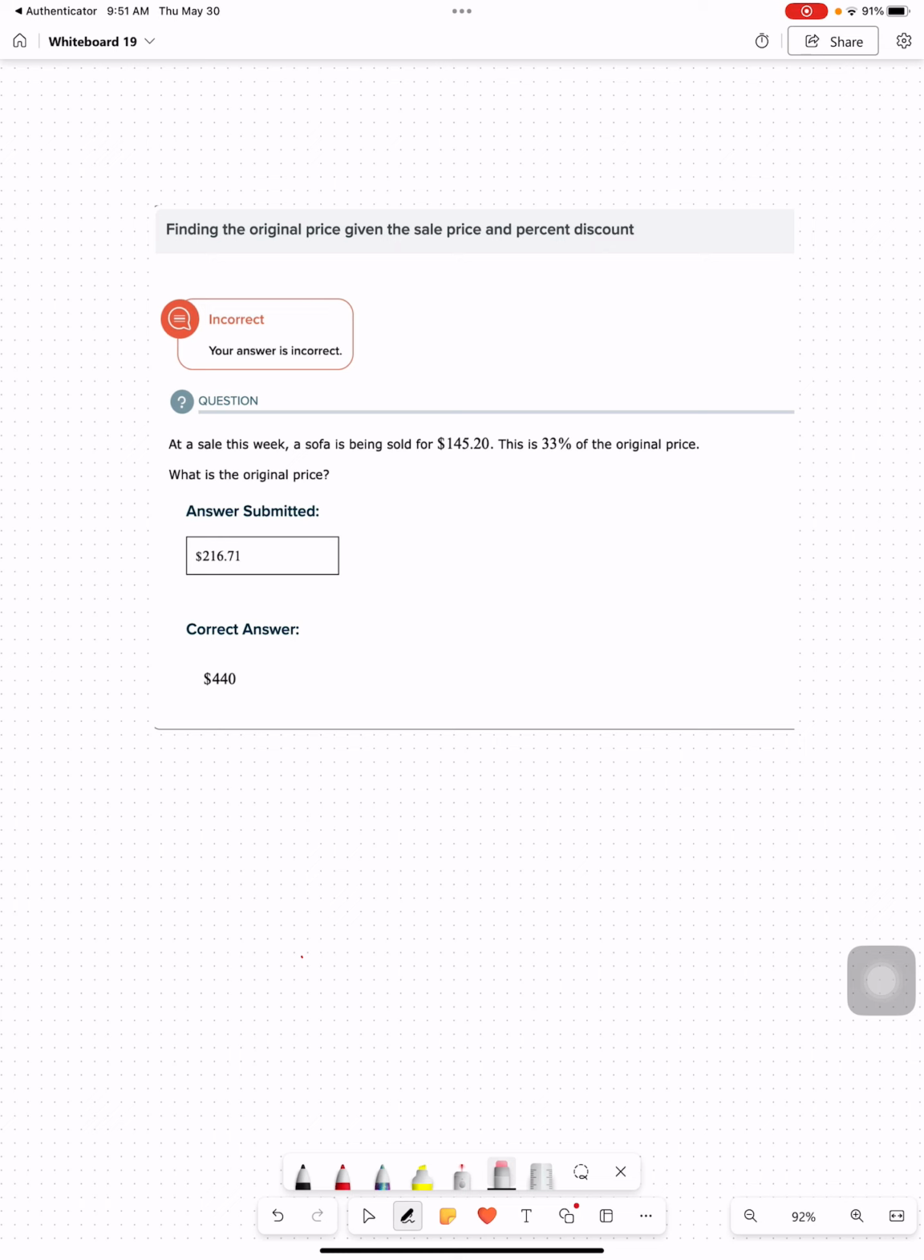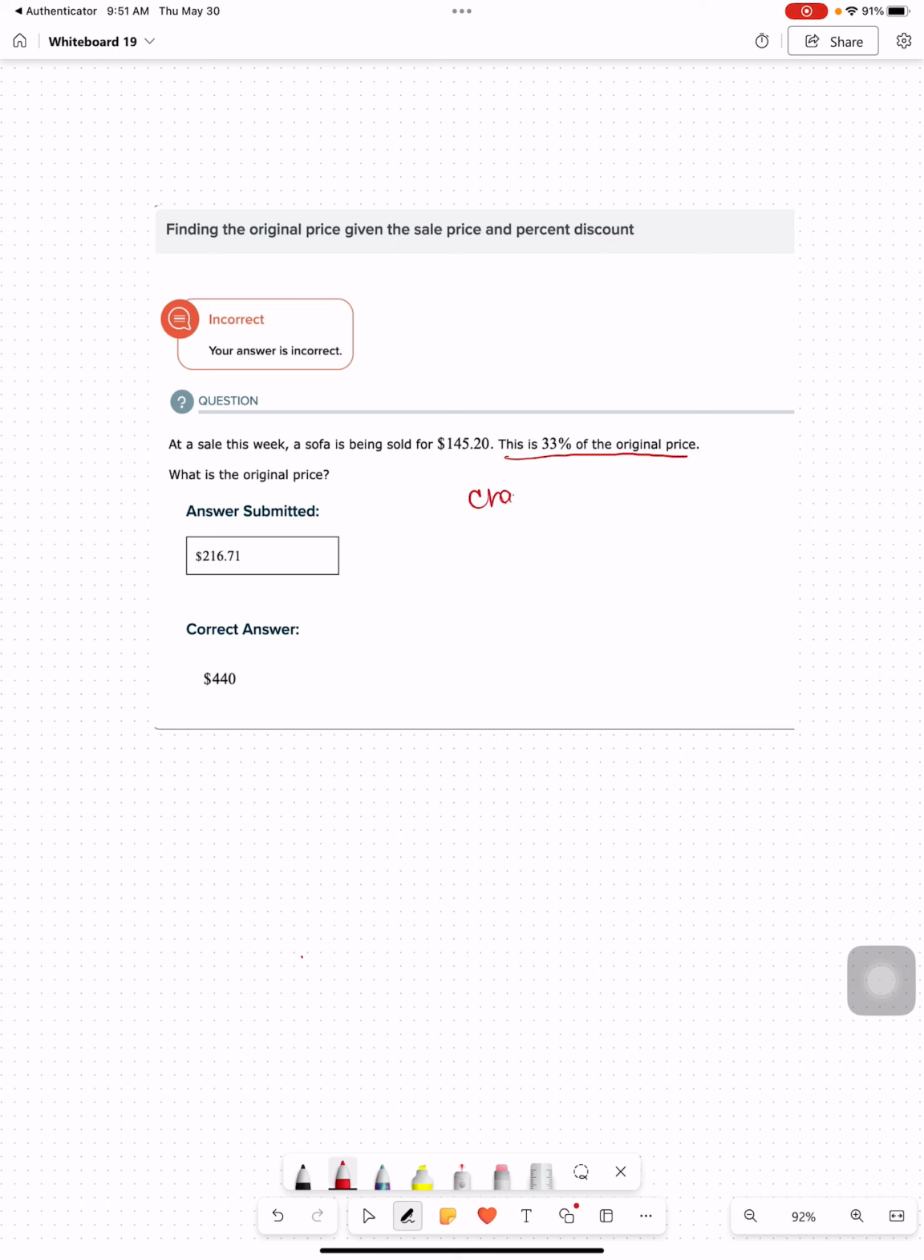So we're going shopping, and we're shopping for a sofa, and what's happening is that the sofa is on sale for $145.20, right? And what they've told us is that this is, and this is the important part, this is, let me underline that, 33% of the original price.